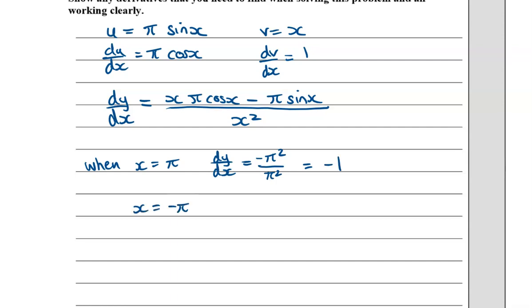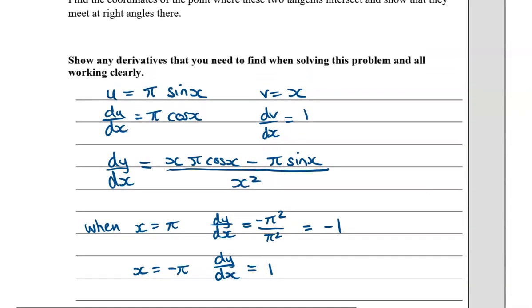When x is minus pi, going through the same process, putting those in, we will get that the gradient is 1. So we've got the gradients. We also need a point on the curve. We've got the x value and we'll use that to work out the y value.